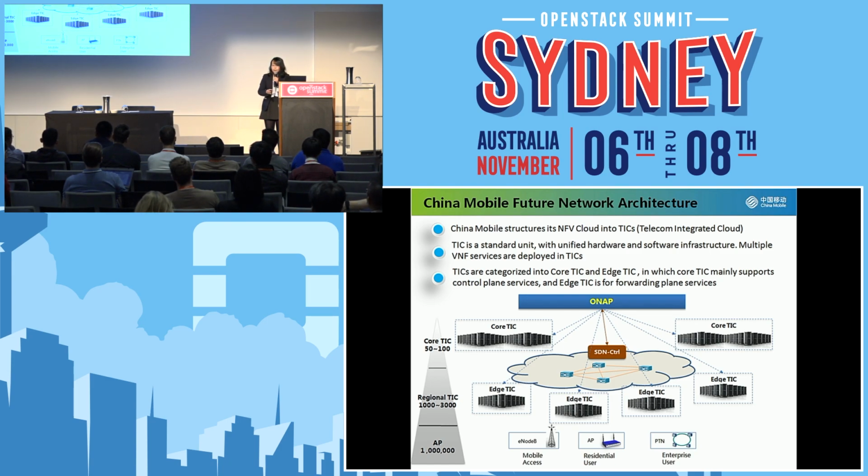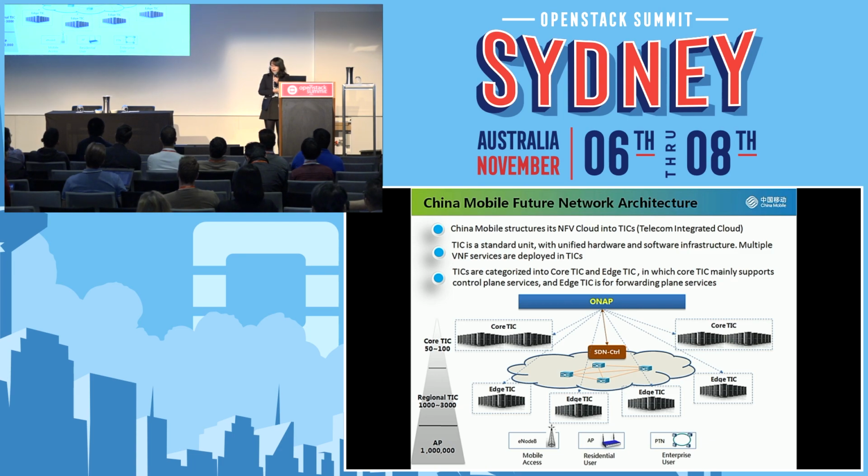So we categorize TICs into what we call core TICs and edge TICs, in which core TICs mainly support control plane services and edge TICs support forwarding and data plane services. And the edge TIC will stay much closer to end users.